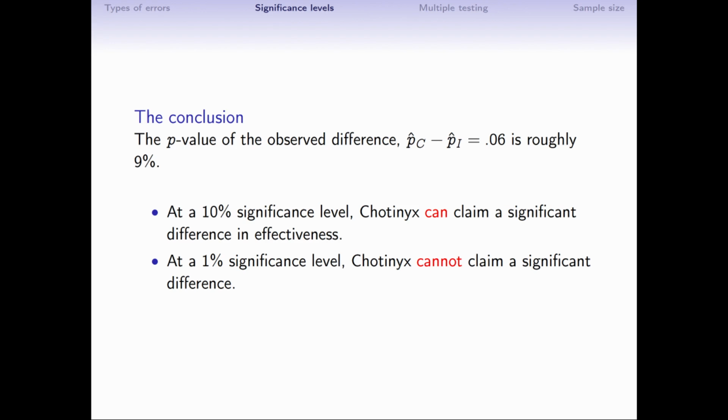Now, at a 1% significance level, Chotinics cannot claim a significant difference. And this may benefit the consumer because we may want Chotinics to really, really demonstrate a significant difference before they put their product on the market and claim that they have found something that is significantly better than Iprotria at curing or at least alleviating twitching syndrome. And this is especially the case if this new drug is incredibly expensive. We would want Chotinics to really demonstrate a significant difference, a significant benefit over Iprotria.